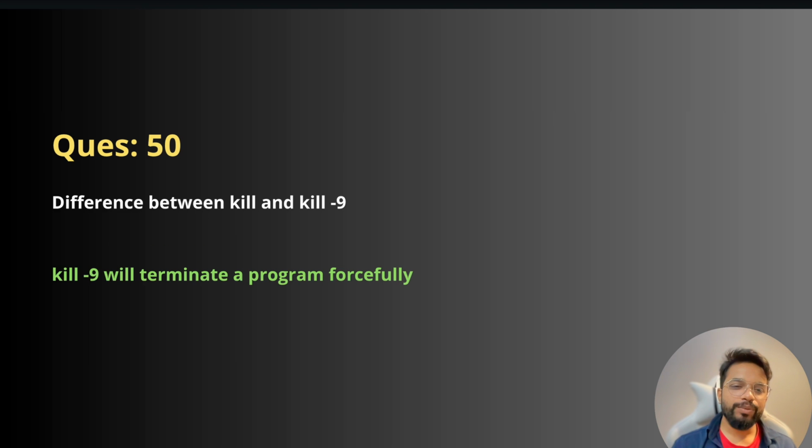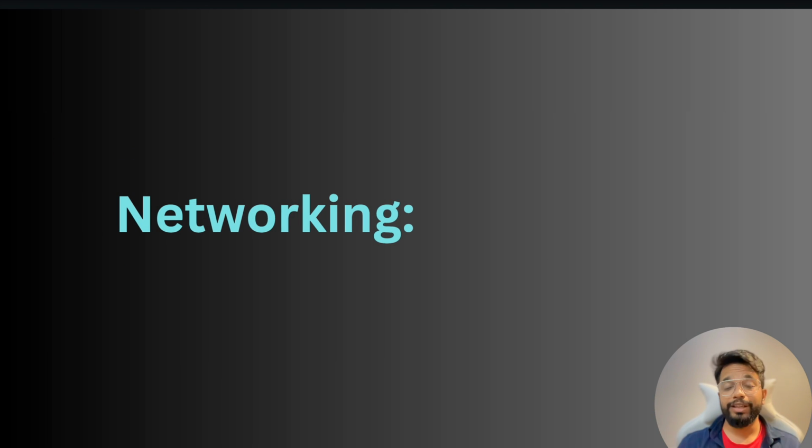Question number 50, difference between kill and kill -9. kill -9 will terminate a program forcefully. If you only provide kill, it will gracefully shut down your application. If you provide -9, it will forcefully terminate your program. So it depends upon the requirement. Sometimes you need to use forceful termination.